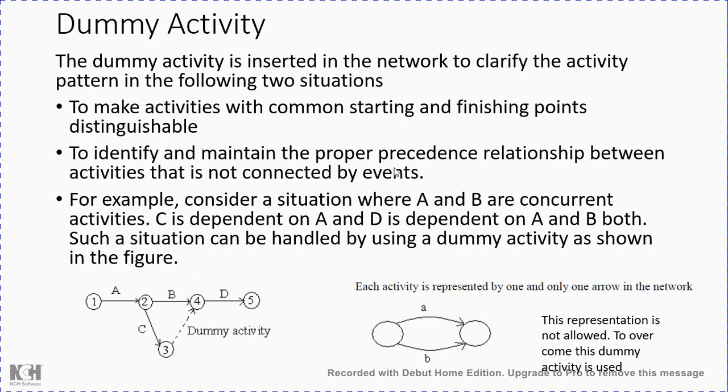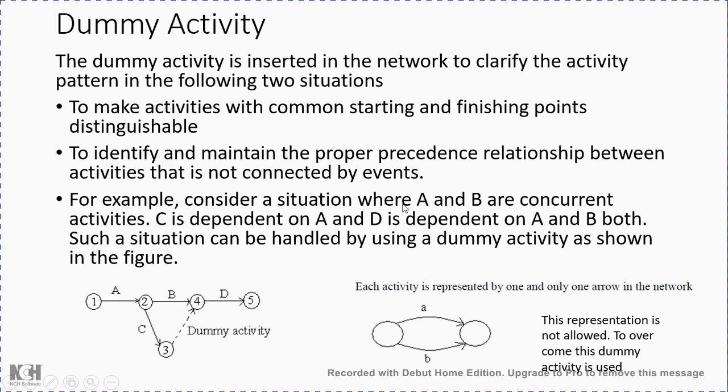Now coming to the dummy activity. There is a very basic rule that we need to follow: each activity is represented by one and only one arrow in the network. This representation, that is A and B both originating from the same event and ending on the same other event, is not allowed. In order to overcome this, we introduce a dummy activity.